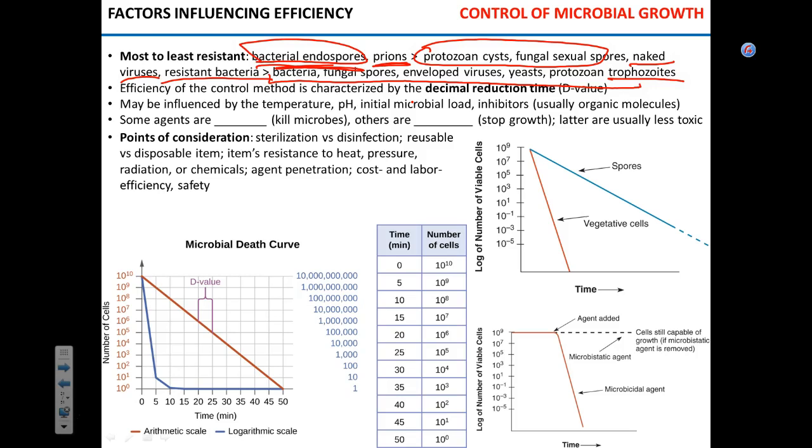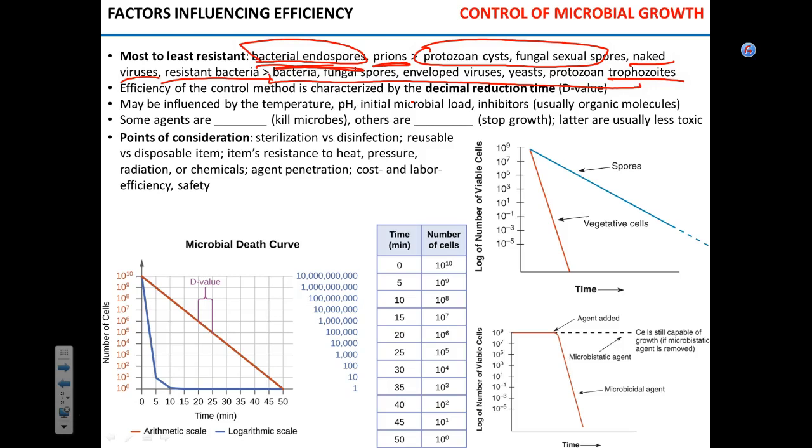Again, I'm not going to give you a question: which of the following is most resistant? Vegetative bacteria, enveloped viruses, protozoan trophozoites, or fungi? Because they all belong, generally, to the same group. Does that make sense? But if you see endospores, right away, that's your answer. Endospores are the most resistant. Okay.